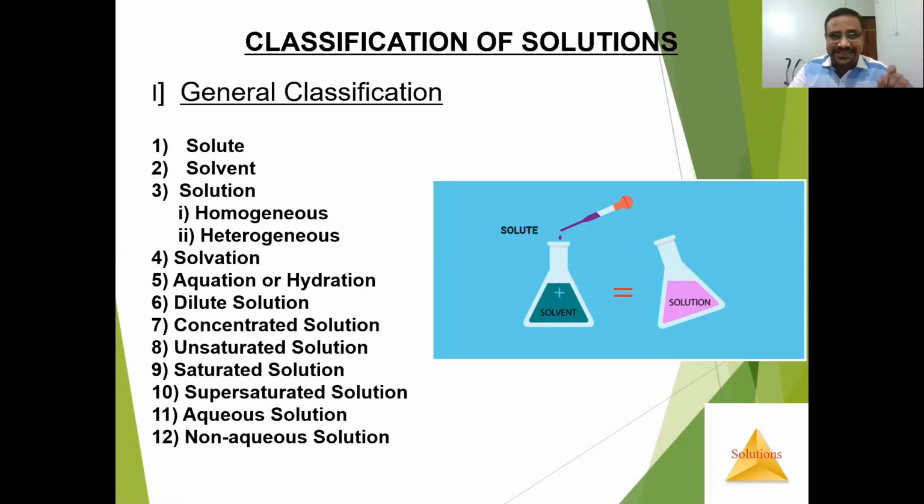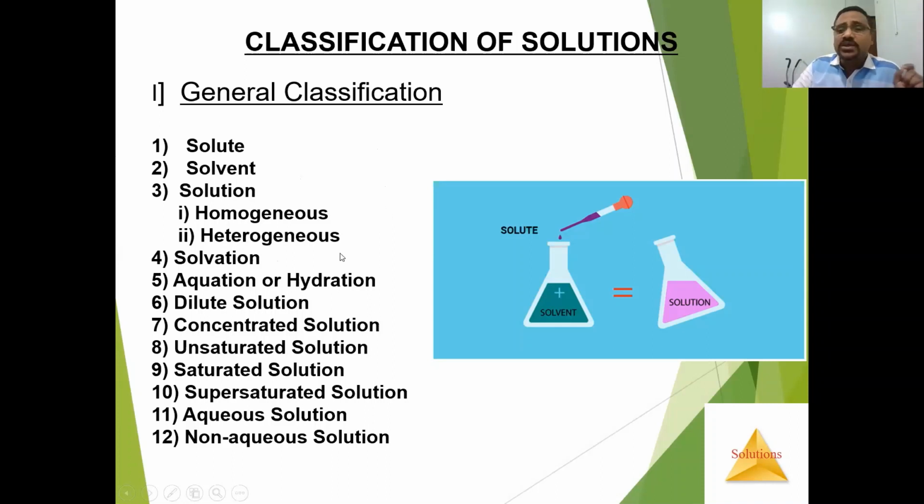And which is your solvent? It is the water, which is present in large quantity. And remember, dear students, whatever the physical state of the solvent is, that will be the physical state of your true solution. So solutions are classified as homogeneous, true solution, and heterogeneous, colloidal solution. Now here the fourth definition comes, solvation.